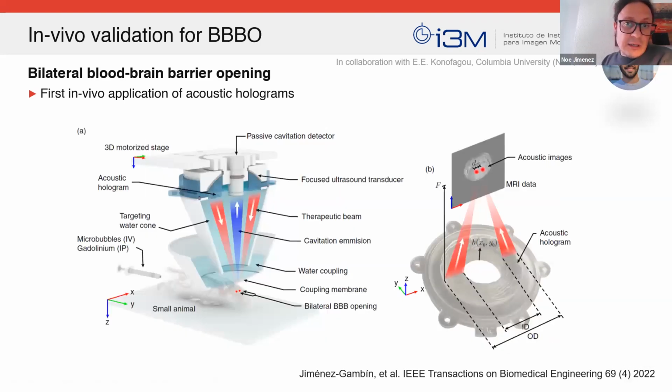So this is how the system looks like. You have a transducer in here, and then you have the acoustic hologram, which is coupled to the therapeutic transducer. And we also place an imaging transducer confocal in here in order to localize where the skull is, and also to monitor the cavitation activity of the microbubbles during the therapy. So the hologram was designed to have two sharp focal spots inside the head of a mouse, and this is how the hologram looks like, and this is the 3D printing of the hologram.